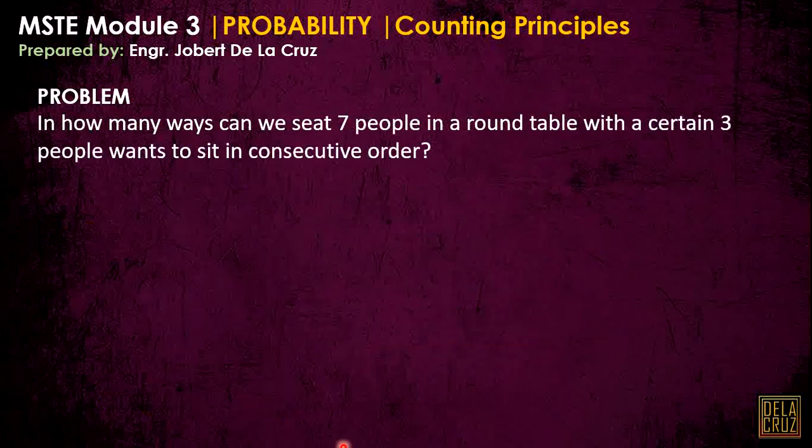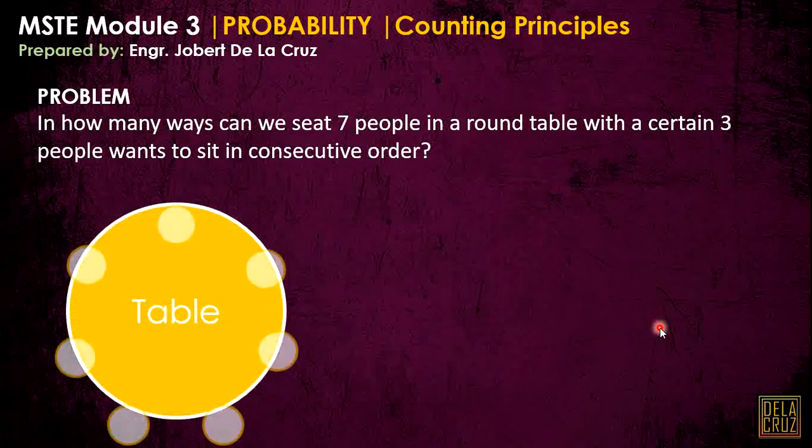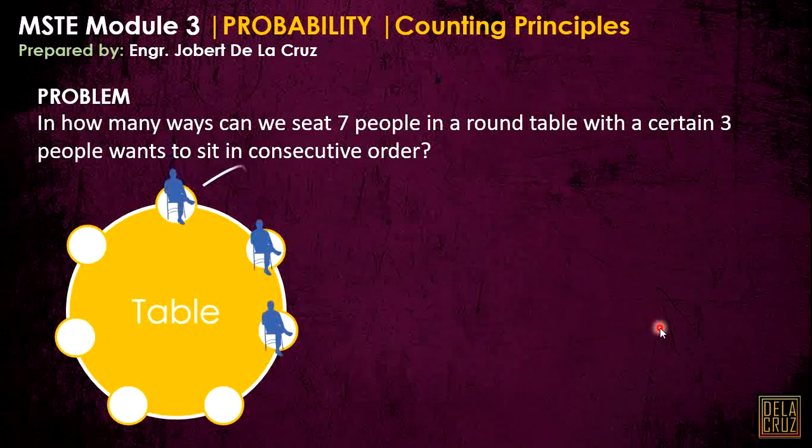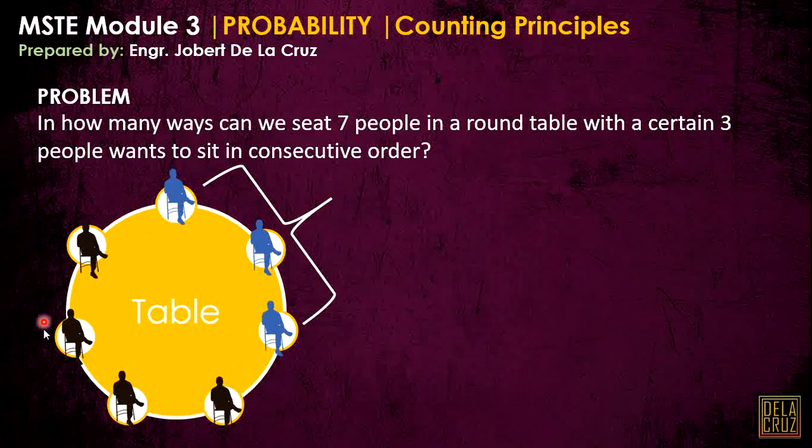Okay. How about this? In how many ways can we sit 7 people in a round table? Again, may restriction na. With a certain 3 people who want to sit in consecutive order. Okay, so we have 3 people who want to sit in consecutive order. Ano yung technique? Siyempre, i-group natin sila. Okay, example, ito yung 3 persons that want to be in a consecutive order. And dito, wala tayong problema kahit saan sila umupo.